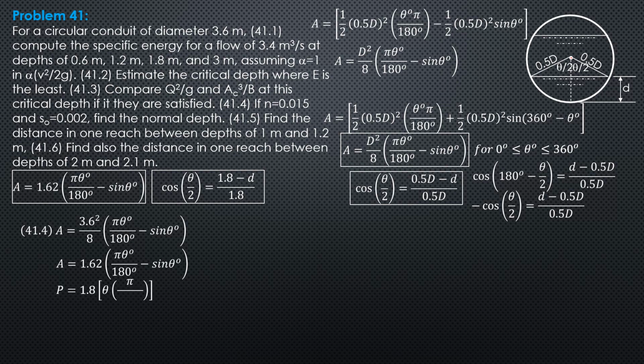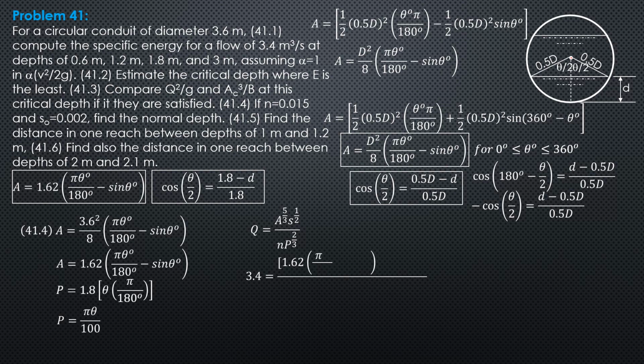Then the perimeter is radius 0.5 d, radius 1.8, times central angle in degrees. So the central angle is theta degrees, so we convert that to radians, times pi over 180. So that is reducible to pi theta over 100, where theta is in degrees. Substitute into the formula for Q, which is area to the 5/3, slope to the 1/2, over n, perimeter to the 2/3, where the slope here for uniform flow is also the slope of the channel bed because we're computing for the normal depth.